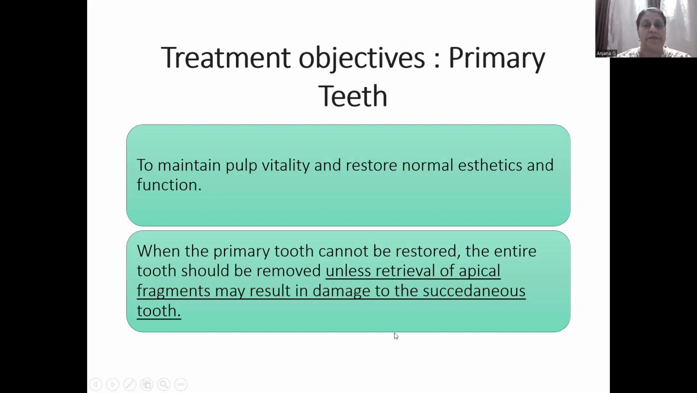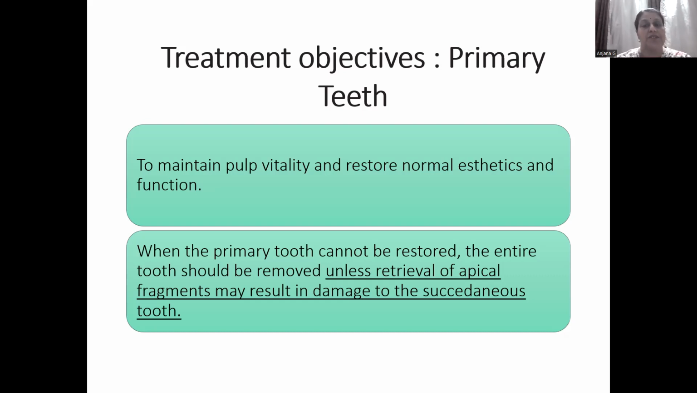Treatment objectives. In primary teeth, the objective is to maintain the pulp vitality and restore normal aesthetics and function, like I always say. When the primary tooth cannot be restored, the entire tooth should be removed, unless retrieval of apical fragments may result in damage to the underlying permanent tooth.